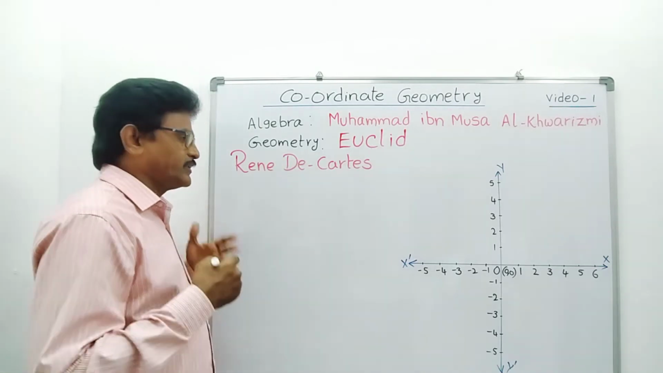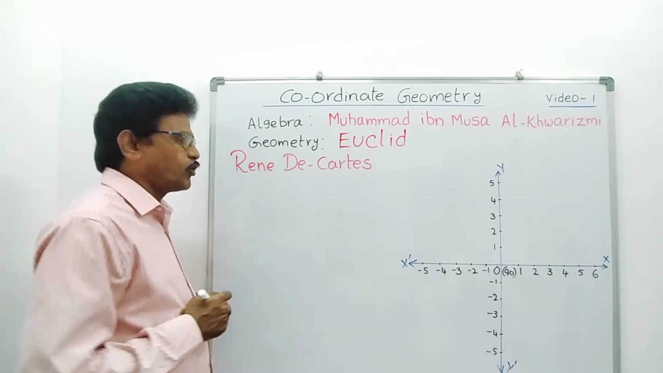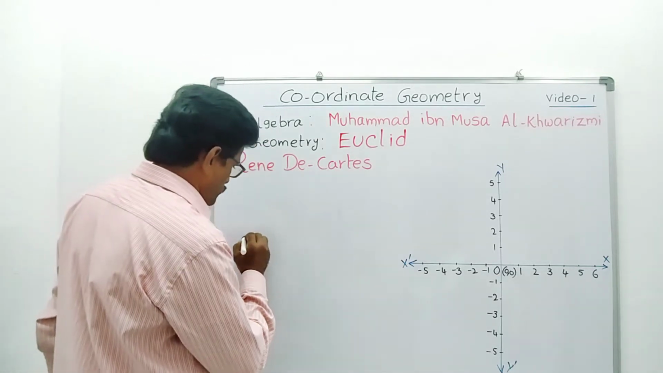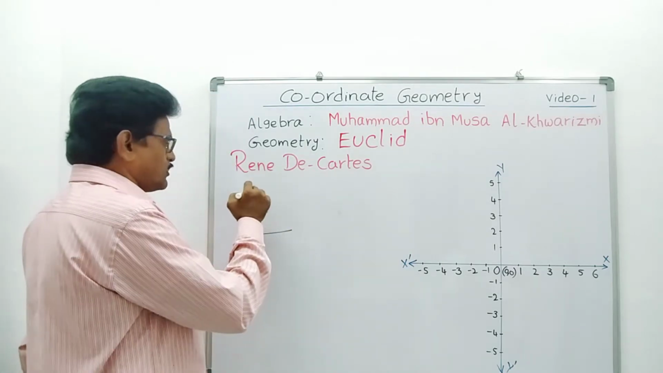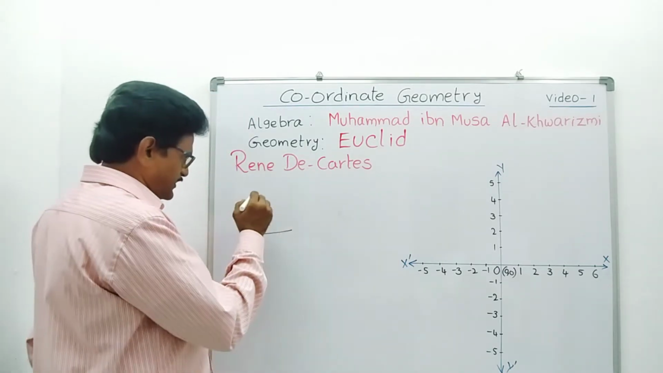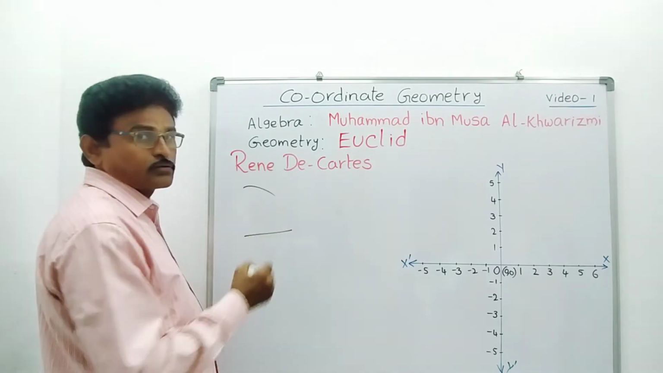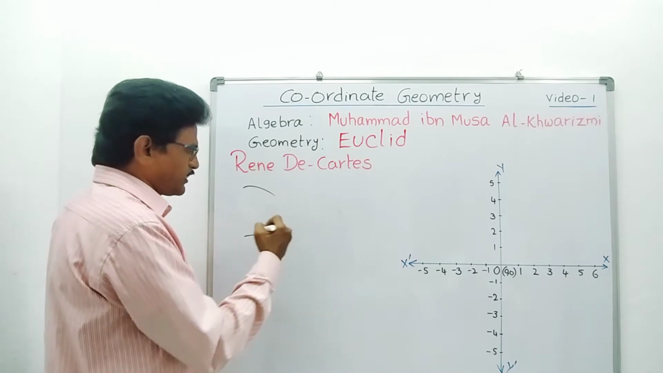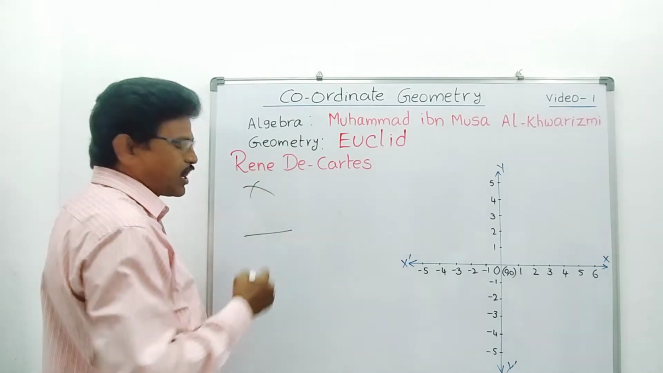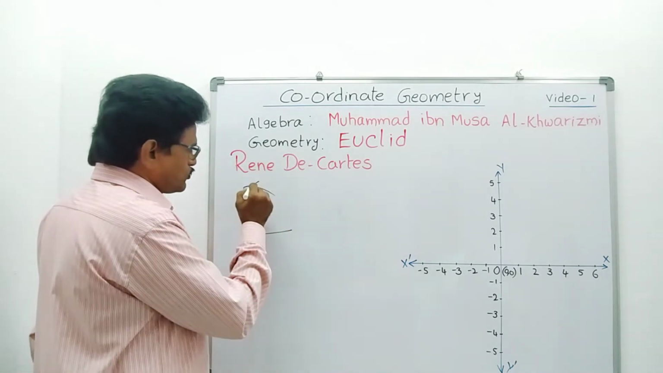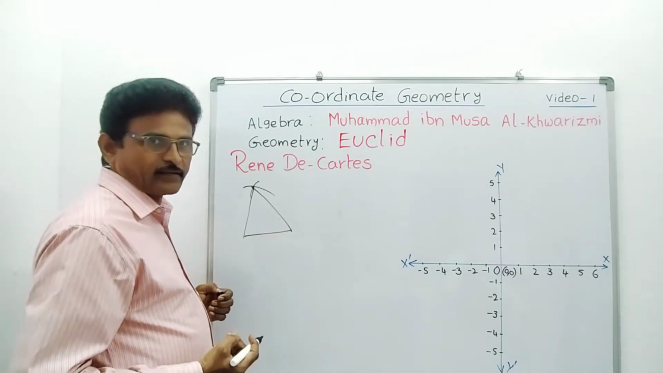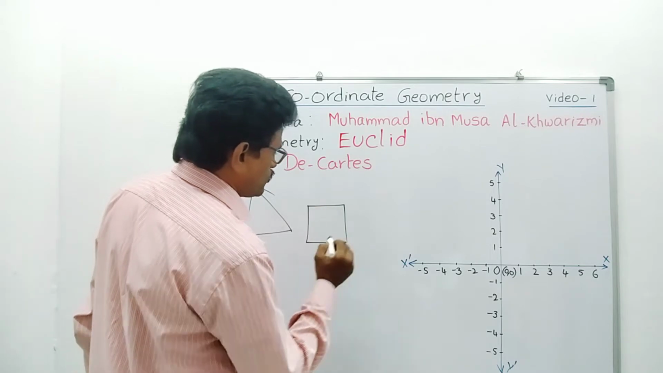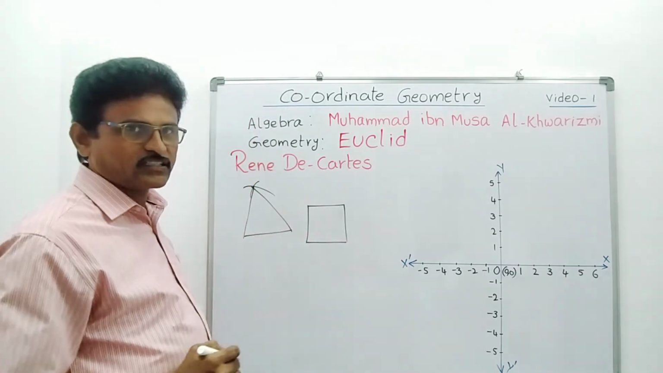Students, in geometrical figures, what are you doing? Suppose to construct a triangle, there will be three sides. First you will draw one side, then another. By taking the radius of another side, you will draw one arc, and taking center B, you will draw one more arc. Join these two. Like that, you are constructing a triangle, right? You can construct a square also.